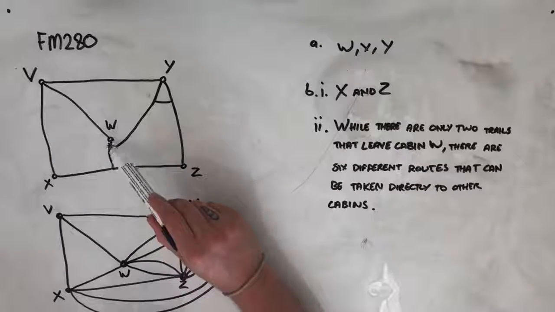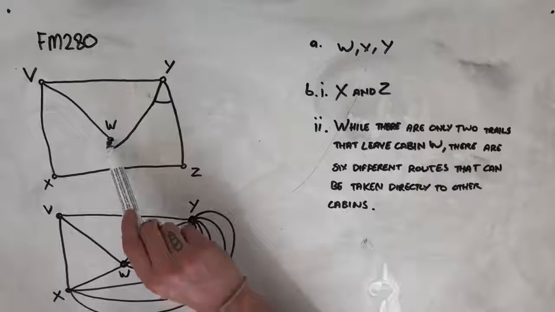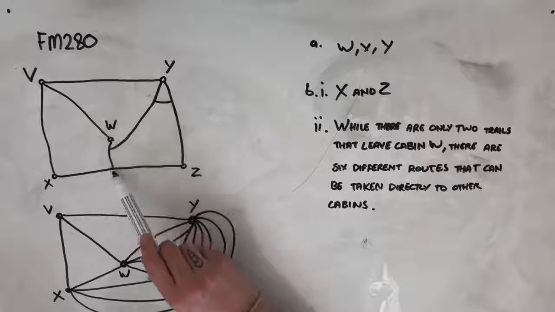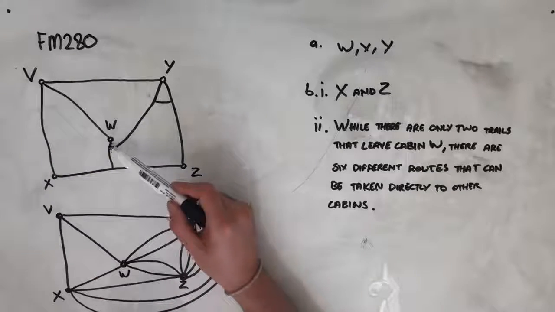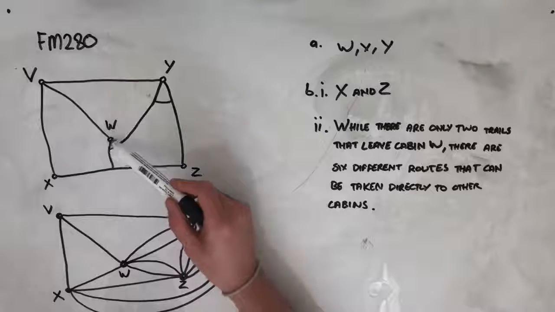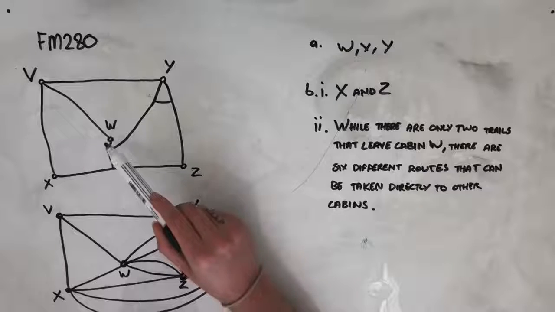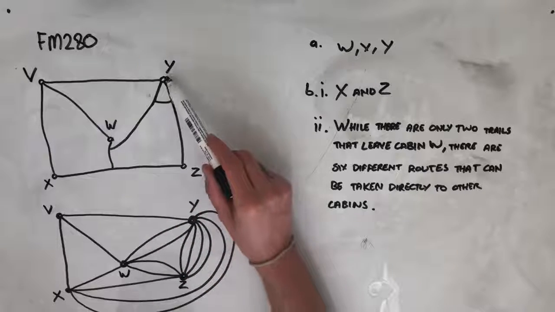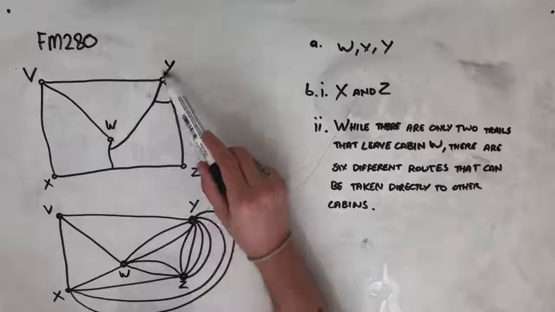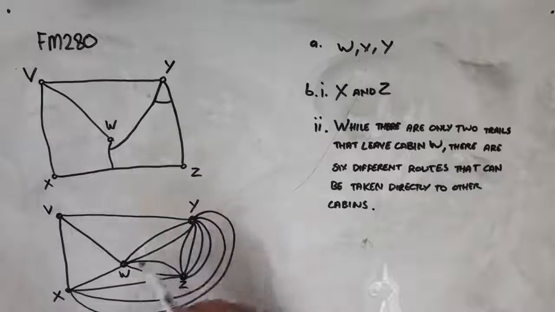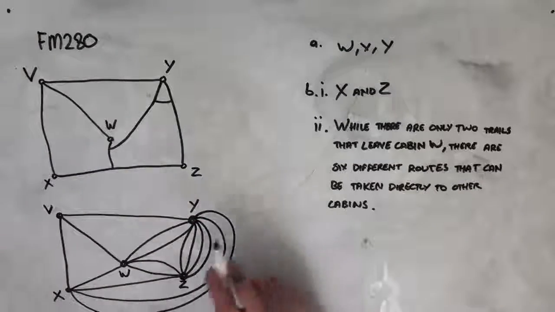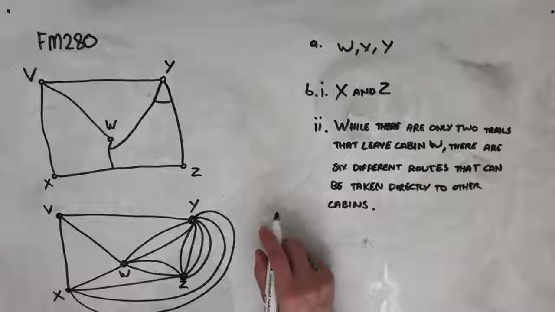So although there's only 2 edges that leave W directly, we can go from W to V, we can go from W to X, we can go from W to Z down this route, or we can go from W to Z via that route. We can also get from W to Y this way, and we can get from W to Y that way. So that's what our 6 different edges represent here. This is just a nice little way of summarizing that into a little paragraph or into a little sentence.